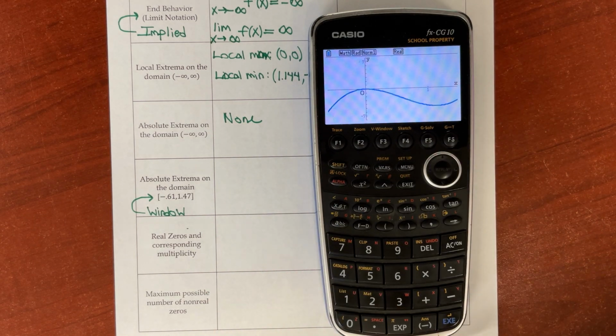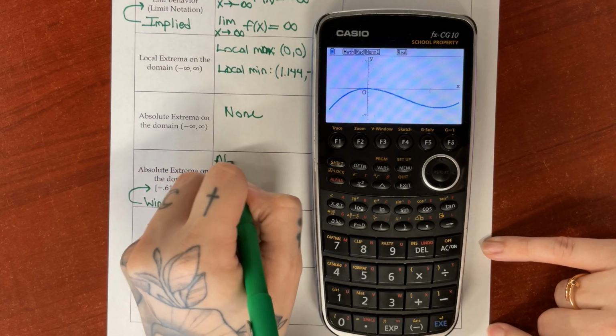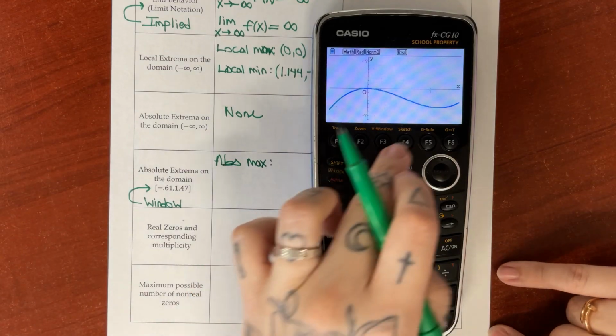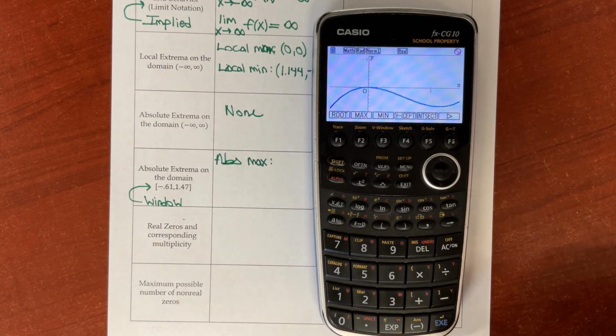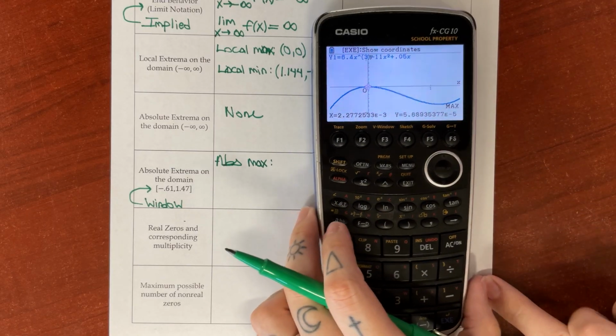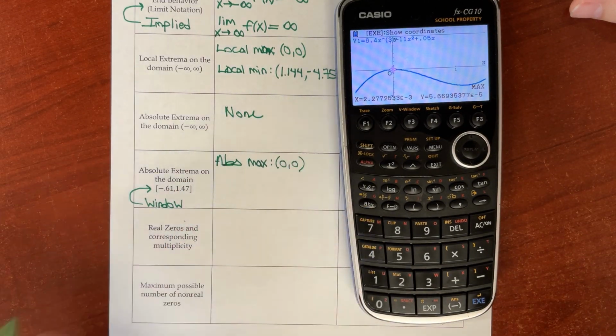All right, so here is a view of your graph. I'm looking for the absolute minimum and absolute max. Let's do the maximum first. I'm going to write it as ABS max for absolute max. So F5 and then F2. Once again, I see those E's, which tells me it's going to be essentially 0. So my absolute max is going to be at 0, 0 on this closed interval.